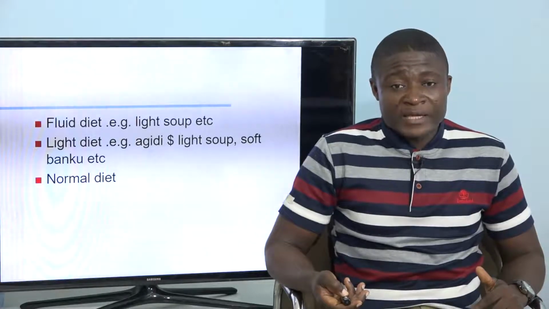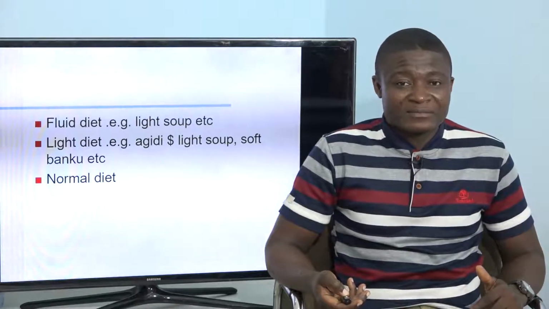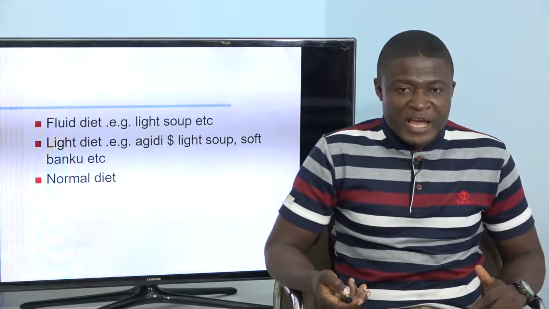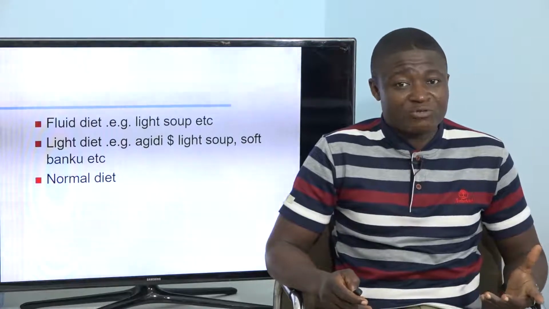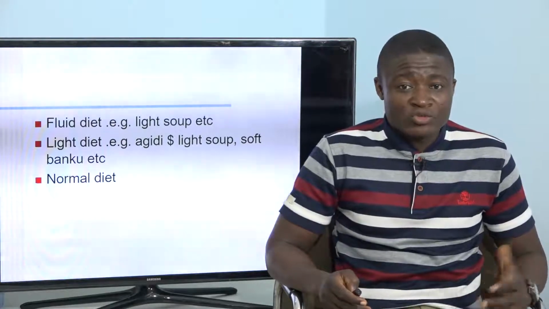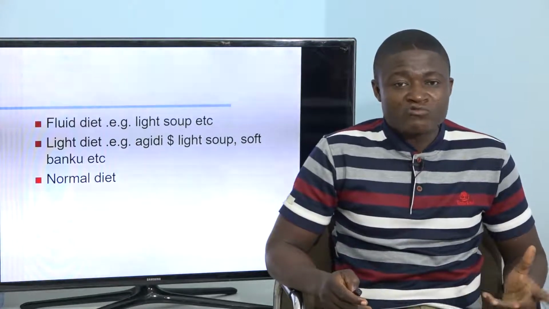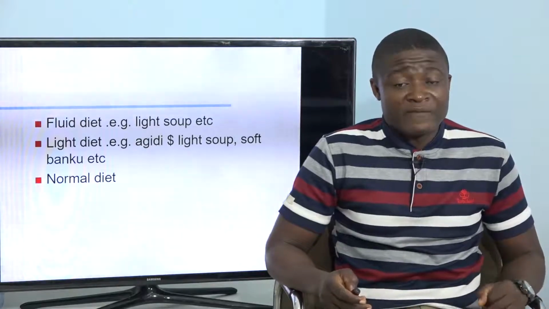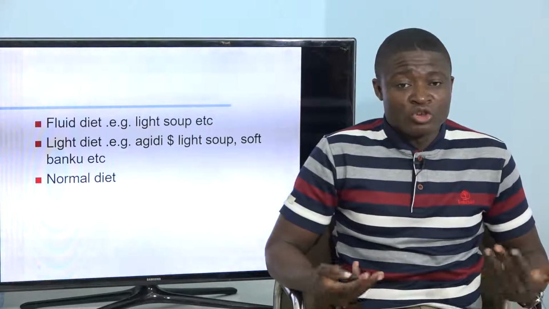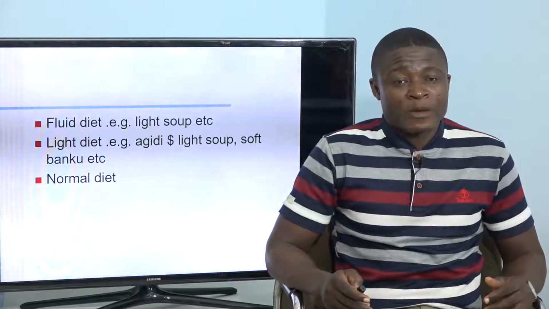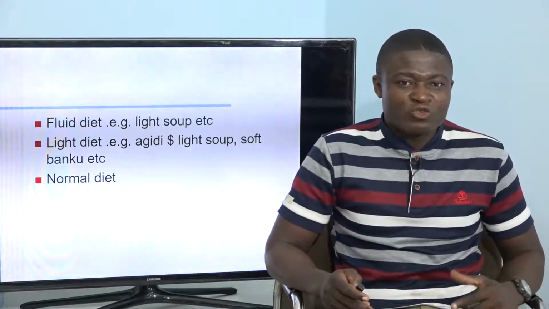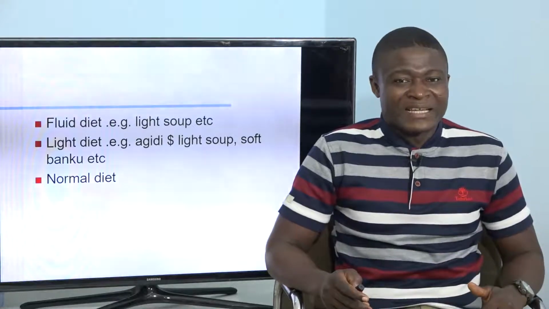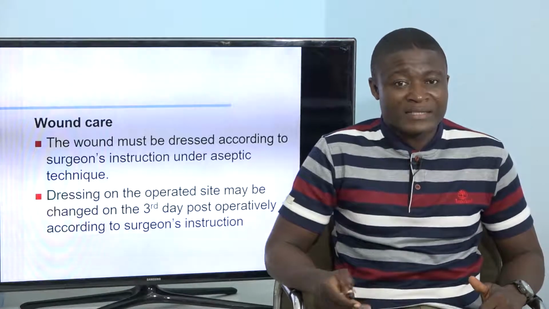Then from there, you move on to fluid diets, such as light soup. And then from there, you move on to light diets, such as kafa, what we call agidi, and light soup, and then soft banku, etc. Then from there, you now move on to normal diets. So from plain tea to fluid diets to light diets and then to normal diets.